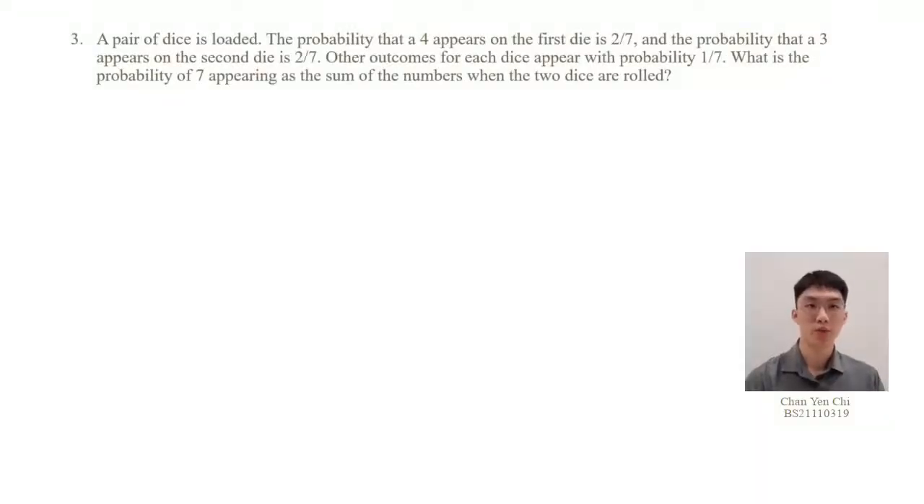I'm Jiun and I'll present Question 3 for Chapter 6. A pair of dice is loaded. The probability that a 4 appears on the first die is 2 over 7, and the probability that a 3 appears on the second die is 2 over 7. Other outcomes for each die appear with probability 1 over 7. What is the probability of 7 appearing as the sum of the numbers when 2 dice are rolled?